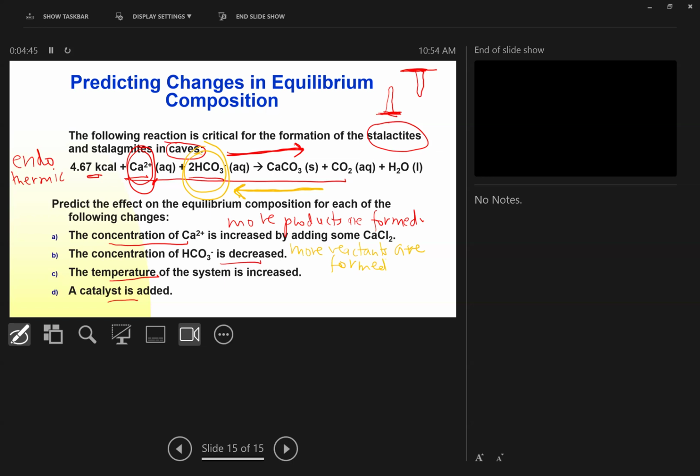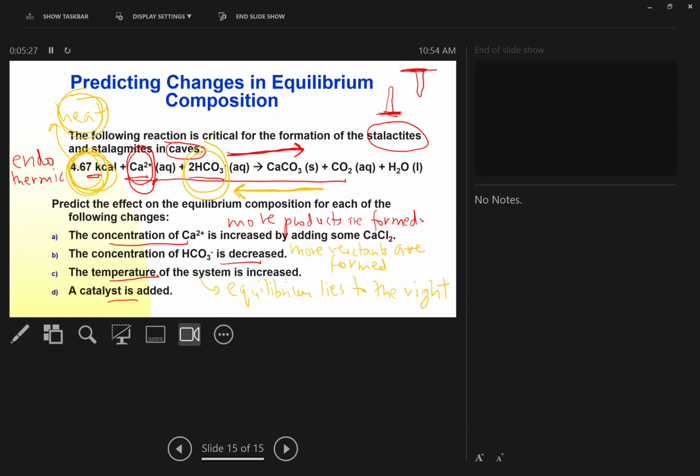Let's look at C, which says the temperature of the system is increased. As soon as I see this, my heat is on my reactant side because this is an endothermic reaction. So if you increase the heat, that's the same as adding more reactant. If you add more reactant, equilibrium lies to the right, meaning that more products are going to form to reestablish equilibrium, since we increased the heat that's on the reactant side. And finally, adding a catalyst.